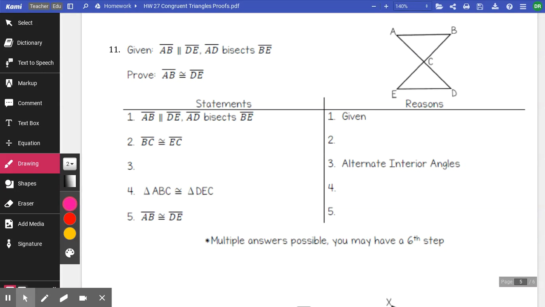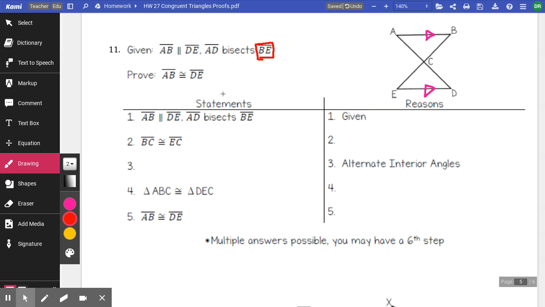One, we are told in our given that the top segment AB is parallel to the bottom segment DE, and that is not something we could just know by looking at the diagram. We're also told that AD is bisecting segment BE. So it doesn't say that they bisect each other. It's saying that AD is bisecting BE. So BE has been cut in half.